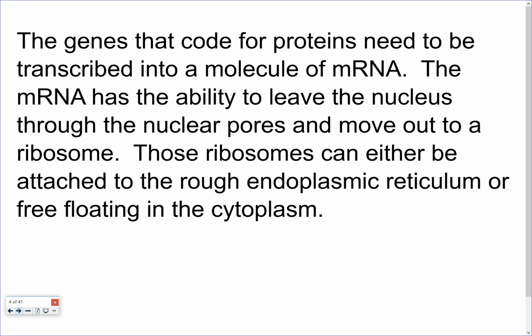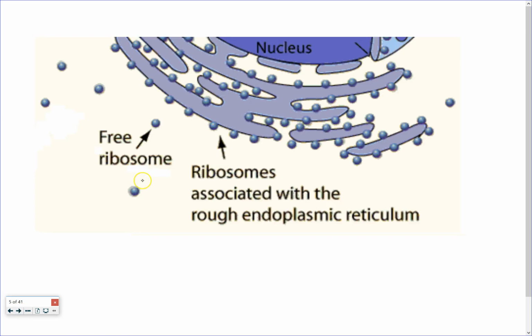Once that mRNA is created, it will leave through nuclear pores and head out to the ribosome. These ribosomes can either be found attached to the endoplasmic reticulum, otherwise known as the rough endoplasmic reticulum, or free-floating in the cytoplasm. These will be your free ribosomes, and any protein made here will stay in the cell. And any protein made on these bound ribosomes will end up either in the cell membrane or exported from the cell in the case of a hormone.